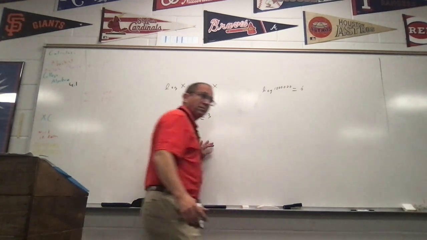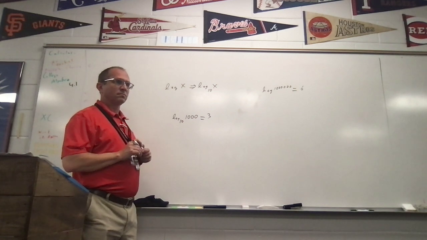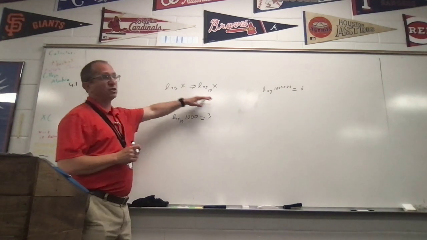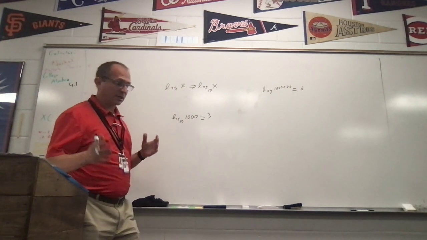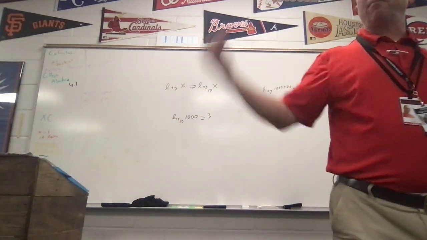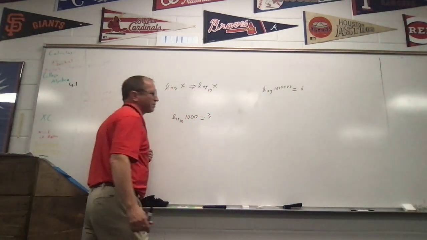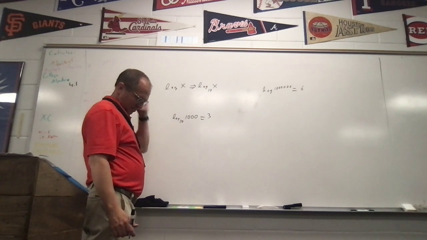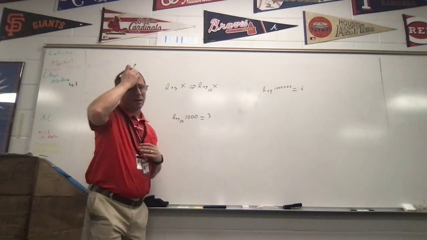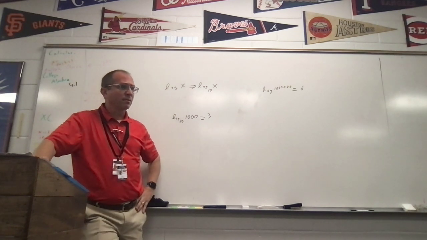The base is understood as 10. If it's not written, it's understood to be 10. It's called the common logarithm. If the base is not written, it's understood to have a base of 10. And if it's natural log, it's understood to have a base of e. Is it e? Yeah. e is approximately 2.72. It's an irrational number.